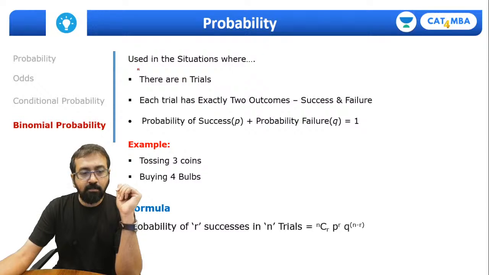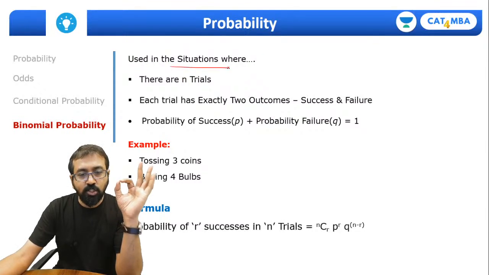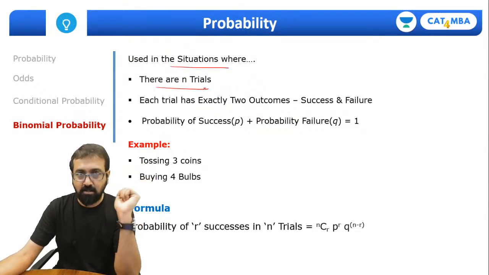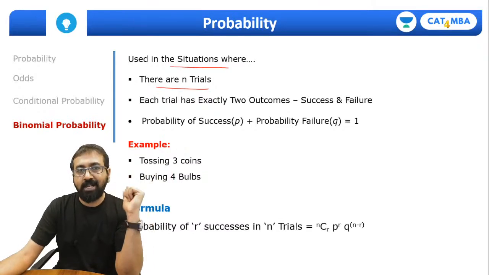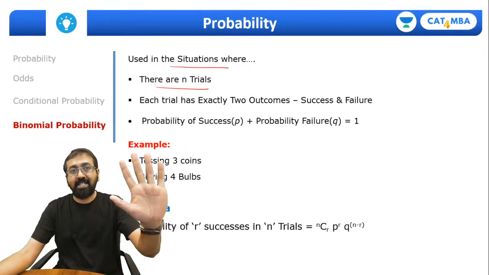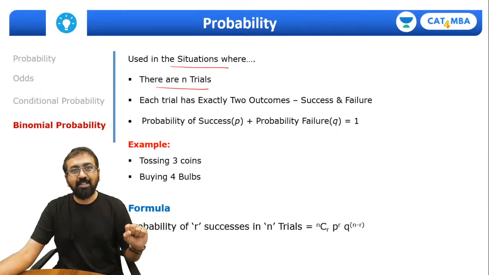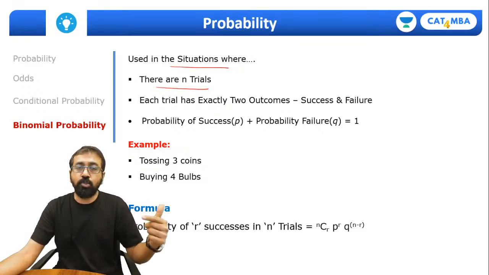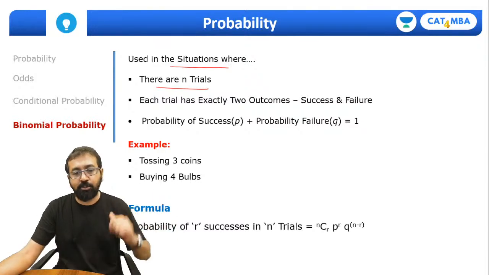So guys, binomial probability is used in situations where there are n trials, meaning we are doing something n times. Suppose I am tossing a coin 5 times, or drawing 5 cards, or buying 5 bulbs. Buying each bulb is one trial. Tossing each coin is one trial. Picking each card is one trial. So there should be n trials.